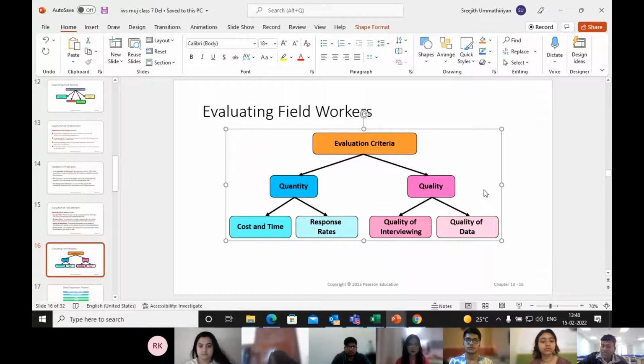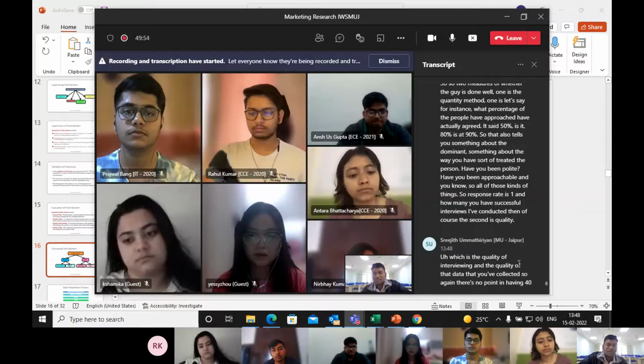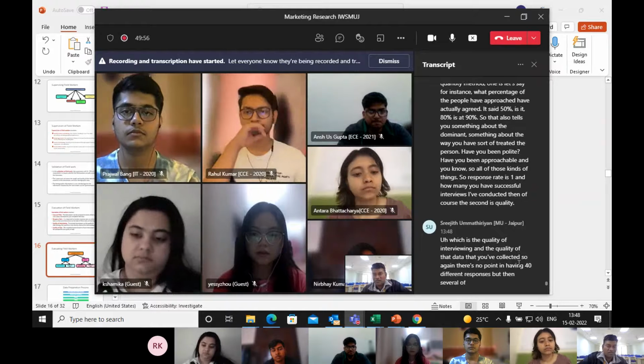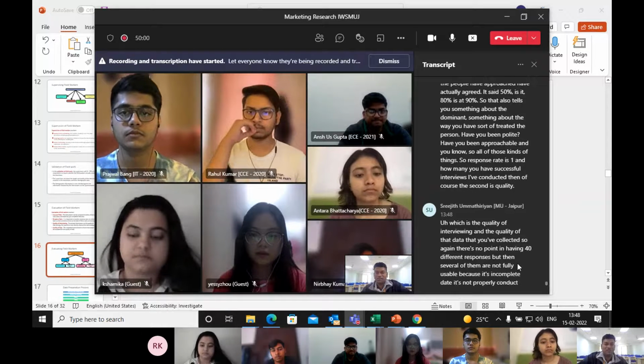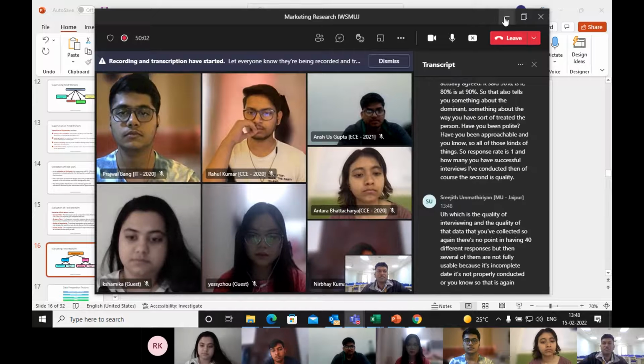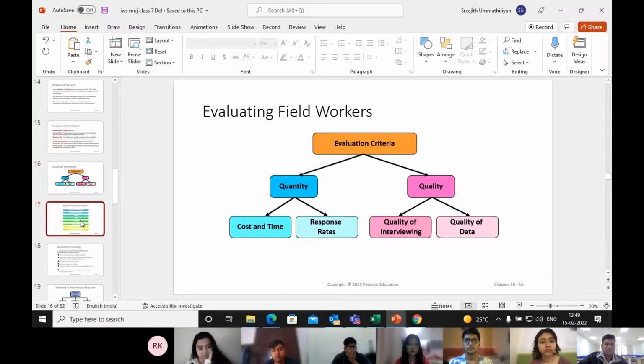Then the second is quality, which is the quality of interviewing and the quality of data you've collected. There's no point in having 40 different responses if several of them are not fully usable because the data is incomplete or not properly conducted. Make sure the quality of data is also good. So this is the way of evaluating field workers.